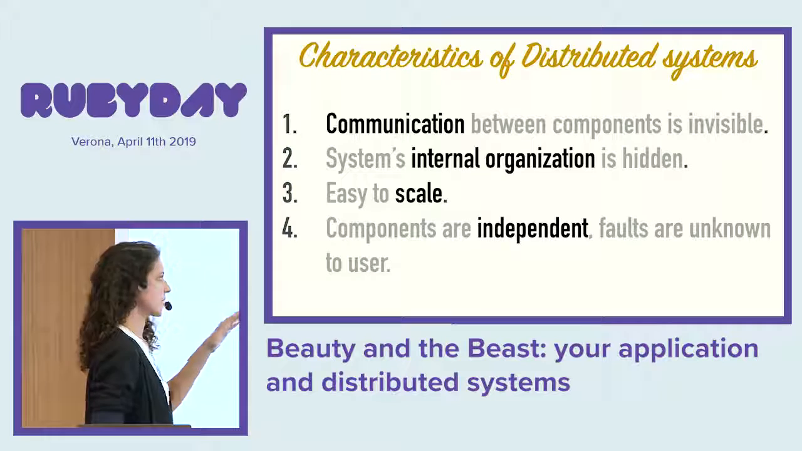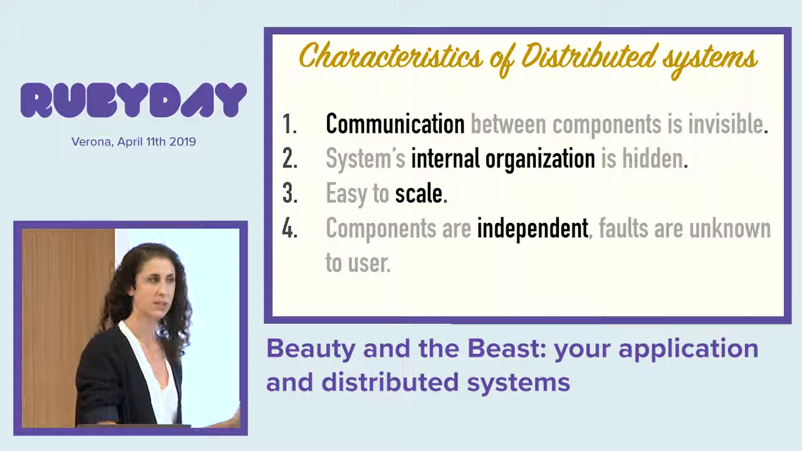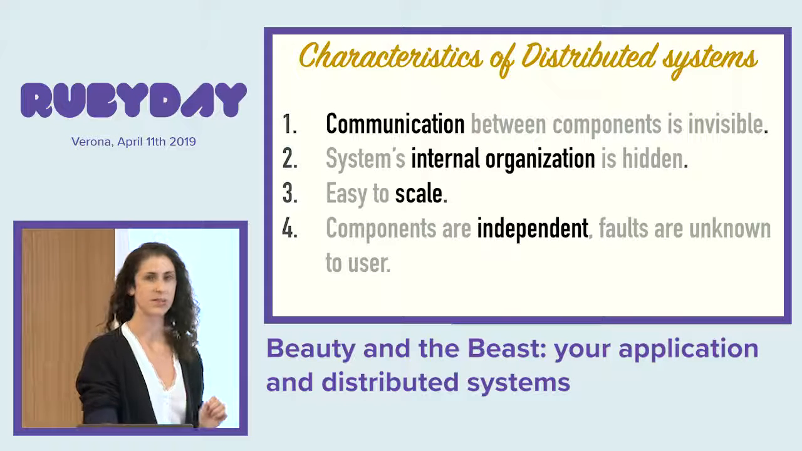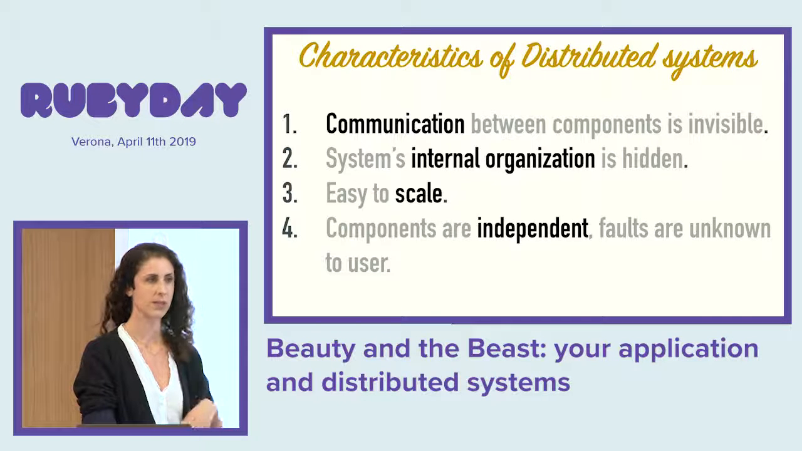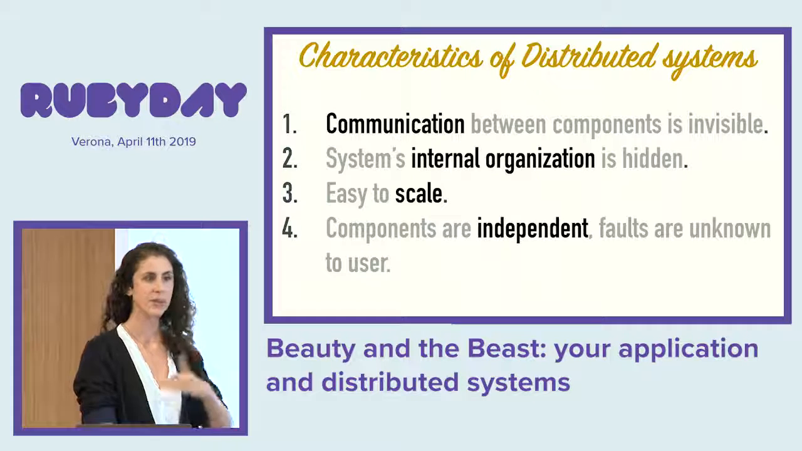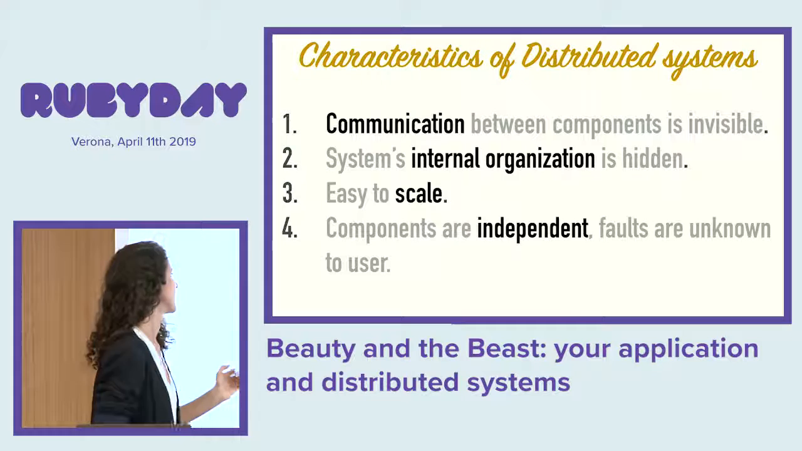The system's internal organization is hidden. Again, Bear doesn't need to know about this. It's hidden from Bear. It's easy to scale. So taking the Cerberus metaphor, Cerberus can have 3 heads, it can have 13 heads, it can have 30, it can have 300 heads. It should be able to handle all of those heads. Components are independent. Faults are unknown to user.